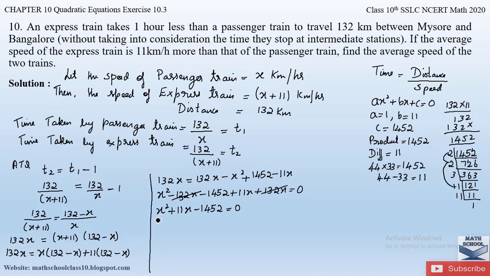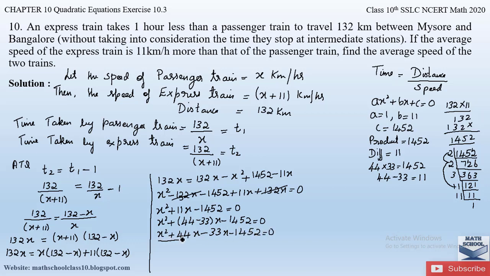Okay, so let us write down x square plus, instead of 11, 44 minus 33 into x minus 1452 is equal to 0. So let us open the bracket. So you will get x square plus 44x, then plus into minus will be minus 33x minus 1452 is equal to 0.